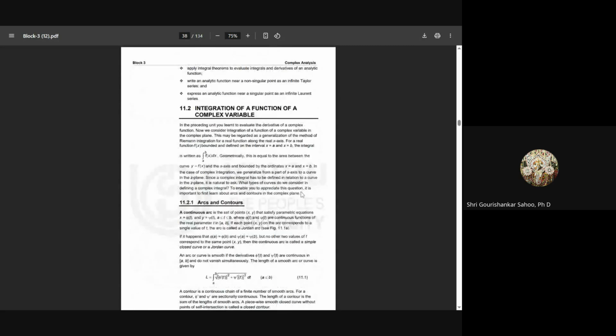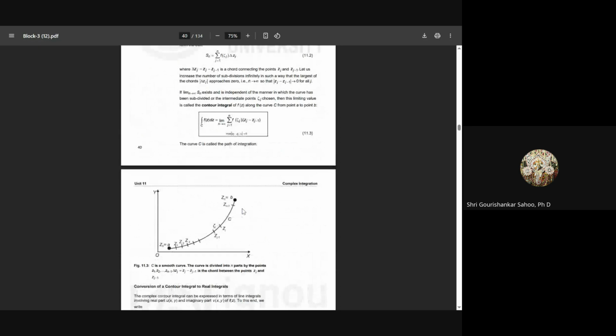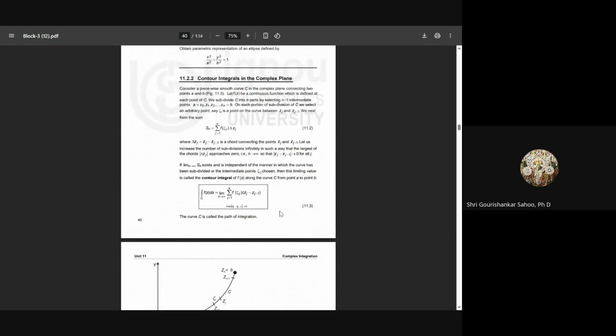Then complex integration. So these are Jordan arcs. It is a closed contour. It is a smooth closed curve. It is a large semicircle with a small semicircle. So these are different geometries. Then contour integral.